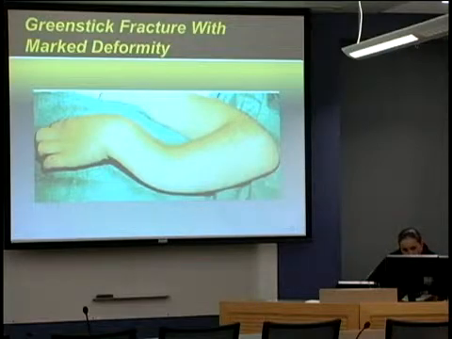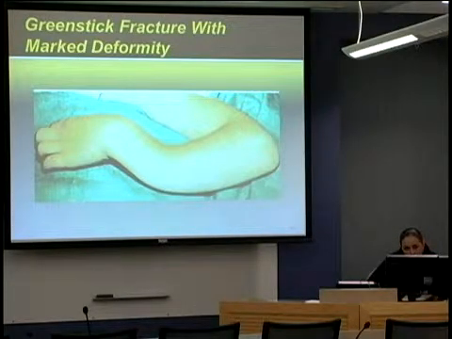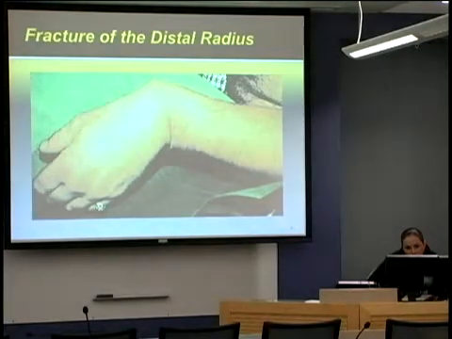Greenstick fracture that we talked about earlier. These are very common in children, and this is how you would see it on the scene. Here is a fracture of the distal radius.